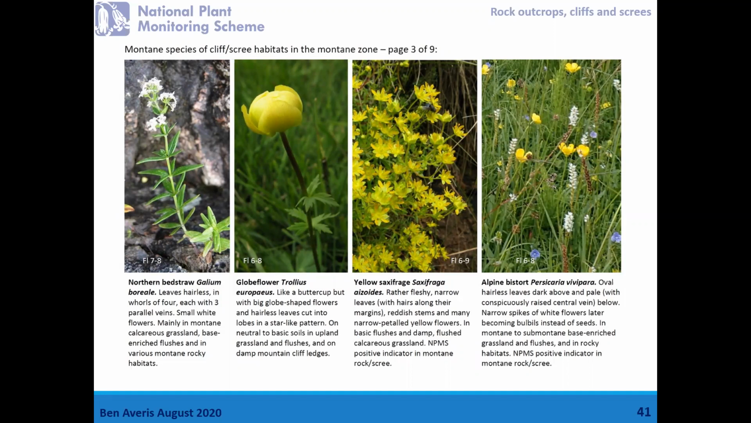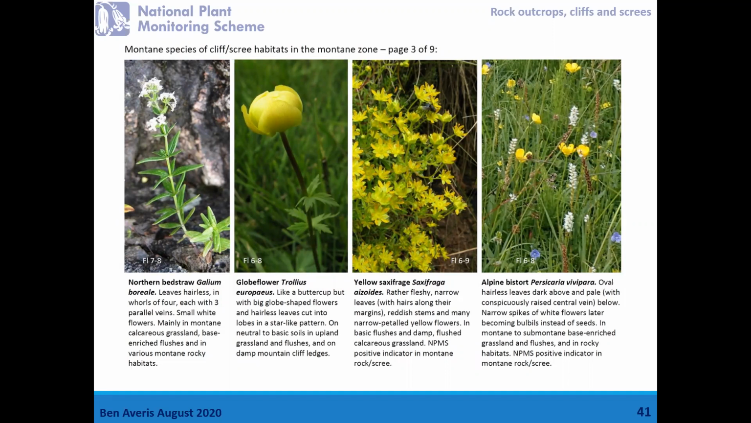The alpine bistort has these funny narrow flower heads with little white flowers, mainly at the top half, and they become bulbils instead of actual seeds, so they can drop off and hopefully grow into new plants. And it's mainly in flushed, slightly base-enriched places, quite a range of habitats in mountain areas, and you can get into boggy places.